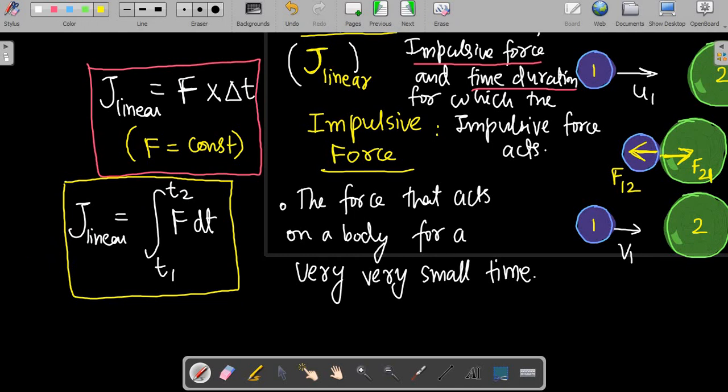So the force is variable. We cannot just multiply force into time interval. We need to integrate. Okay, this is the concept.